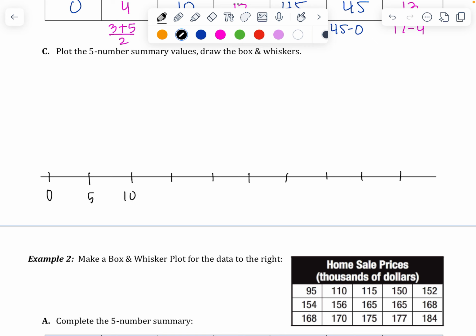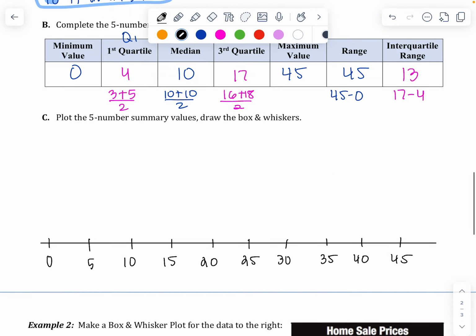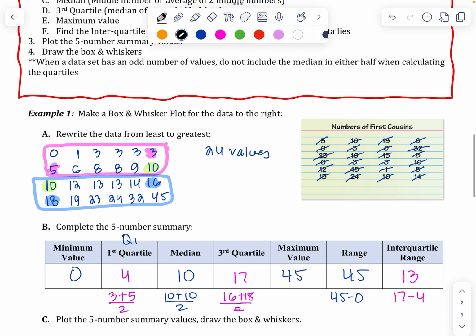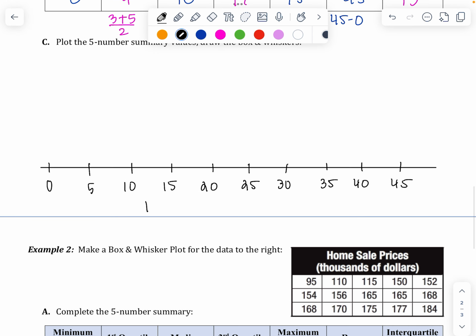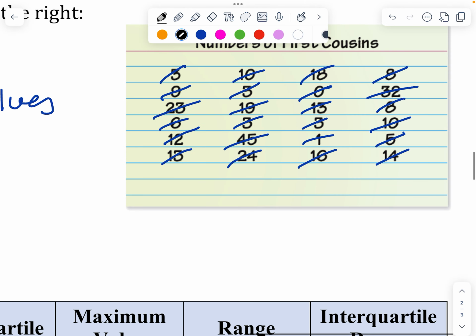Okay, I have to label the rest of these. 15, 20, 25, 30, 35, 40, 45. Now you also want to label your graph in context if it's given. This one is given. This is number of first cousins. So basically 24 people were surveyed and they were asked, how many first cousins do you have? And these were their answers, right?